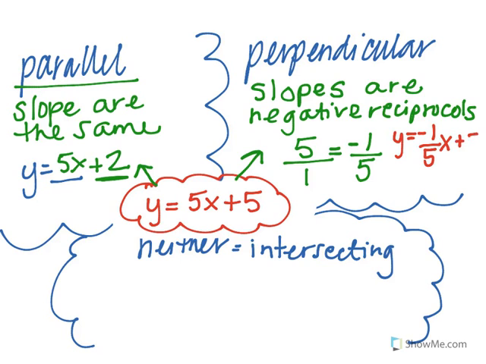I could also use plus 2. Now for this one, I could put plus 5 and the lines not be coincident like they were if they were parallel, but I'm going to use plus 2 instead.